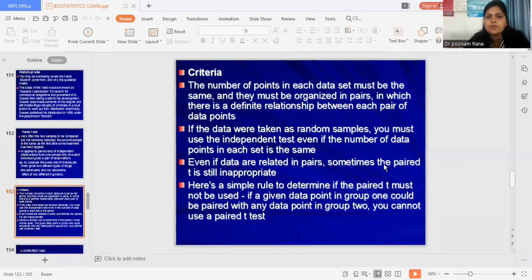So the number of points in each data set must be the same, and they must be organized in pairs in which there is a definite relationship between each pair of data points. If the data were taken as a random sample, you must use the independent test even if the number of data points in each set is the same. If the data is related in pairs, sometimes the paired t-test is still inappropriate. Hence, a simple rule to determine when the paired t-test must not be used: if a given data point in group 1 could be paired with any data point in group 2, you cannot use the paired t-test.